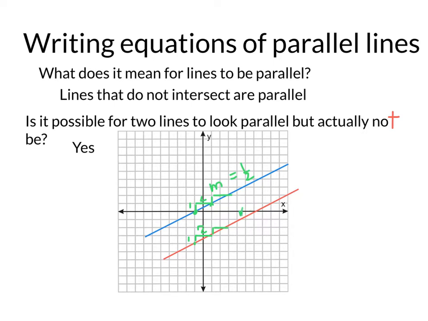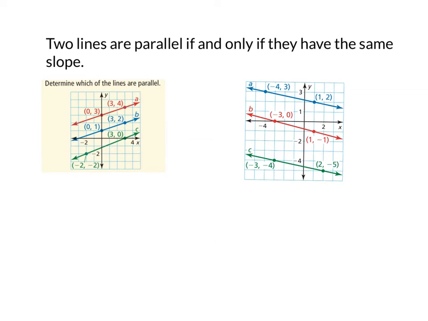Let me finish writing that. M equals 1/2. So two lines are parallel if and only if they have the same slope. Now this statement, if and only if, is often abbreviated with an IFF, two Fs. And it means the statement goes both ways. If we know that they're parallel, we know the slopes are the same. And if the slopes are the same, we know they're parallel. It's a back and forth. Either one can help me prove the other.